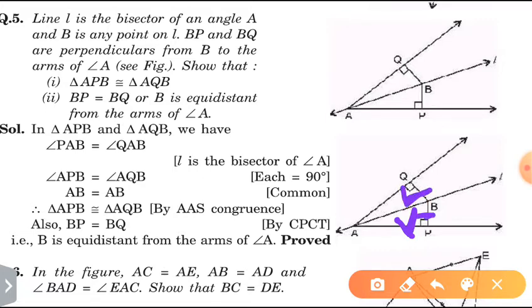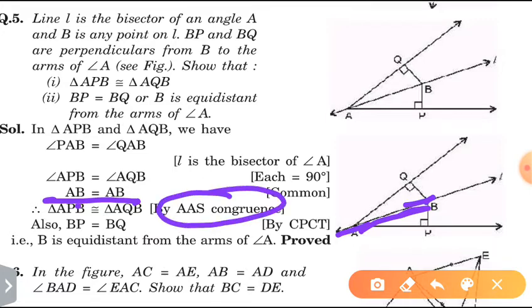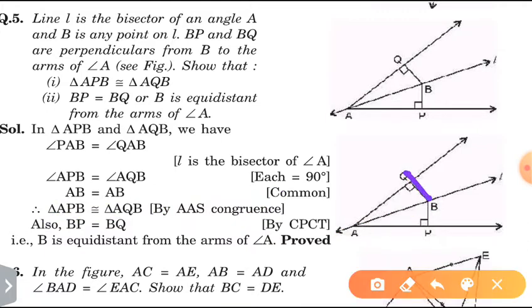These two angles are equal to each other because both are 90 degrees. And the third thing I told you earlier also is that AB is common to both. So from the AAS congruence rule we can say that these two triangles are congruent to each other, and BP, these perpendiculars, will be equal to each other by CPCT.